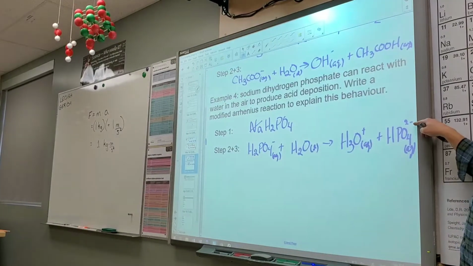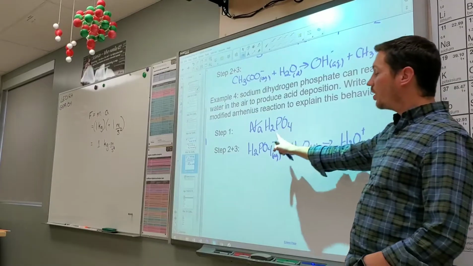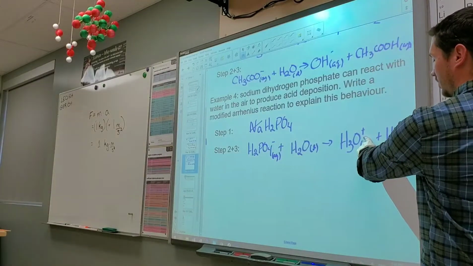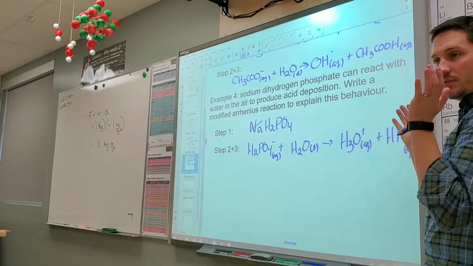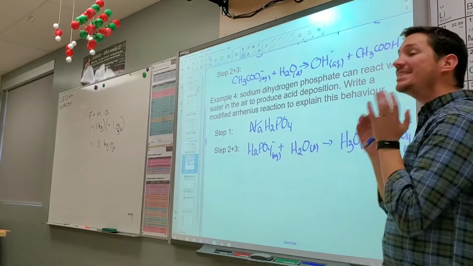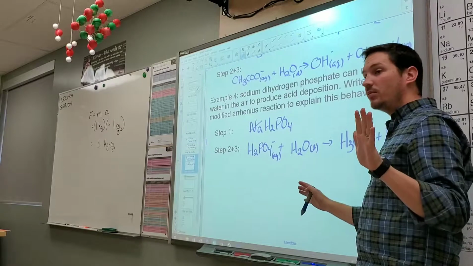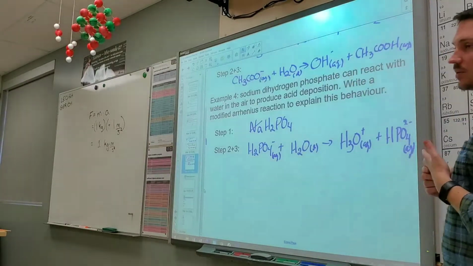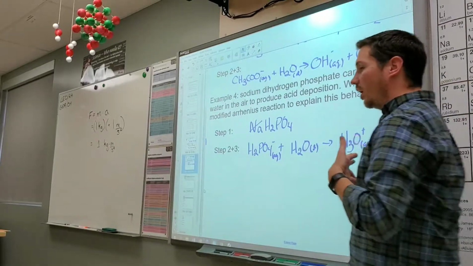Now does it follow our law of conservation of charge? Yes. I have a total of 1 negative over here, and what does this add up to be? 1 negative, right? When in doubt, just look at the table of polyatomic ions. If you can't find it on the table of polyatomic ions, then it's probably not true.